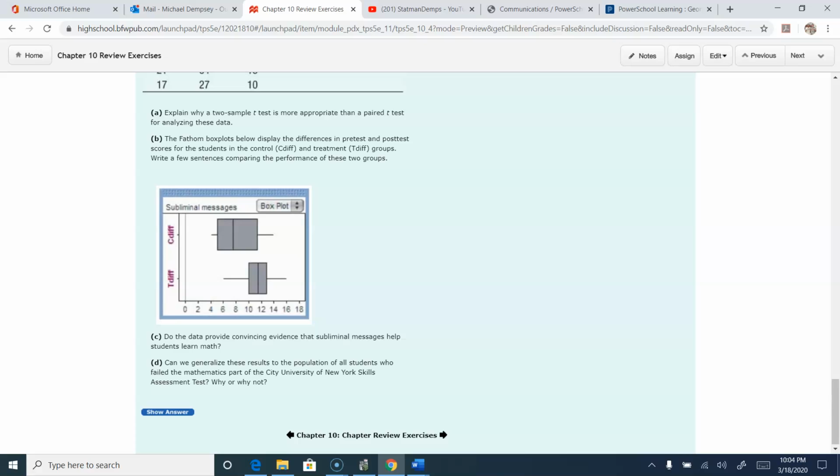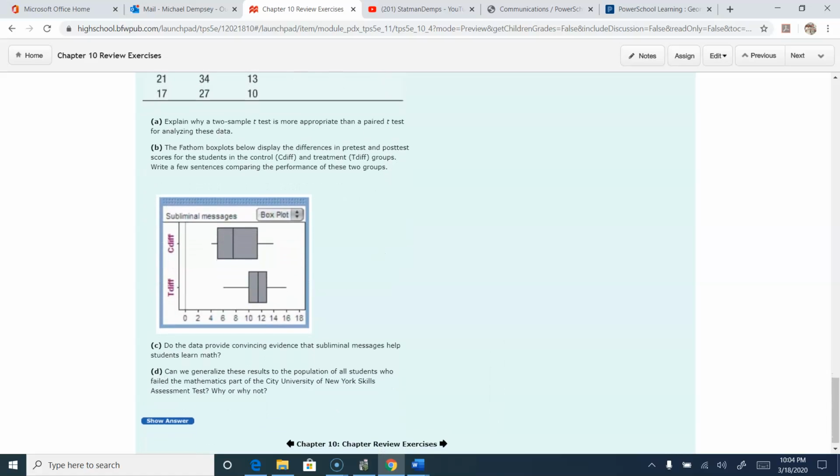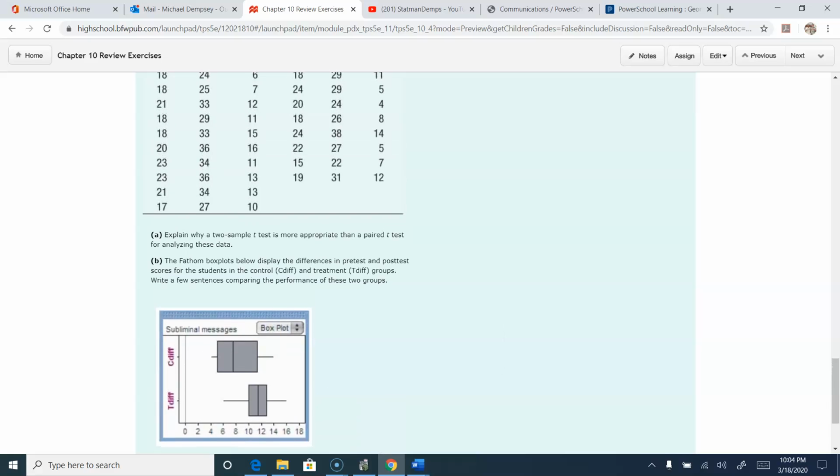Center, where are they centered? Well, it looks like the treatment group is centered somewhere around a median of 11, while the control group is centered somewhere around a median of 7 or 8. Okay, so the treatment group on average seems to have a higher center than the control group.